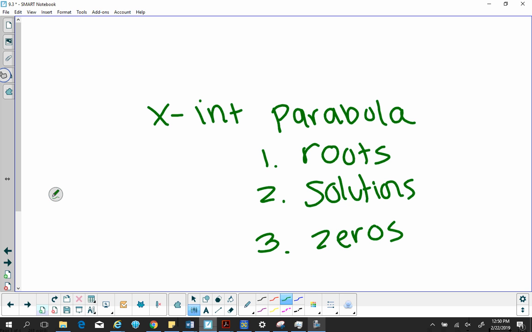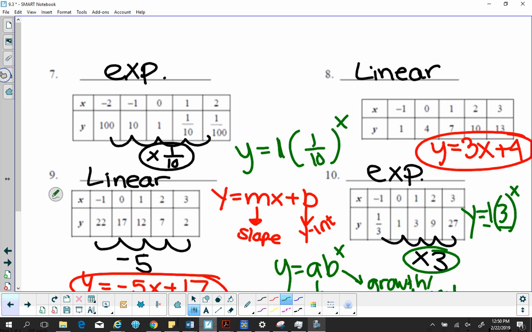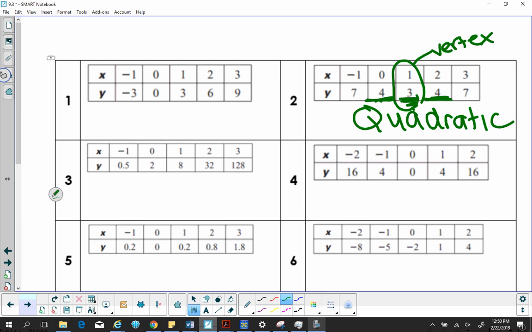It's kind of a little review. With tables, we're not really looking at x-intercepts today, I just want you to see the vocabulary. But right here is your vertex. I know it's a quadratic table because it has a vertex. It goes from a number to a different number back to that same number.